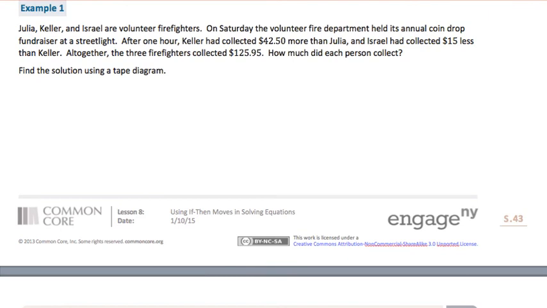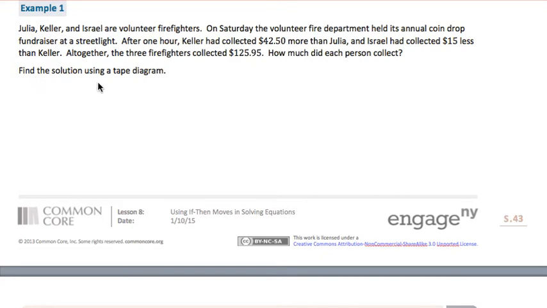Which brings us to example 1. Julia, Keller, and Israel are volunteer firefighters. On Saturday, the volunteer fire department held its annual coin drop fundraiser at a streetlight. And after 1 hour, Keller had collected $42.50 more than Julia, and Israel had collected $15 less than Keller. Altogether, the three firefighters collected $125.95. We want to know how much each person collected.